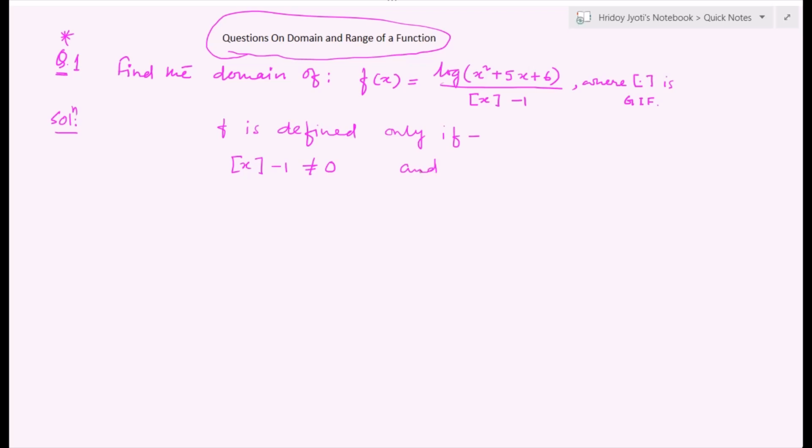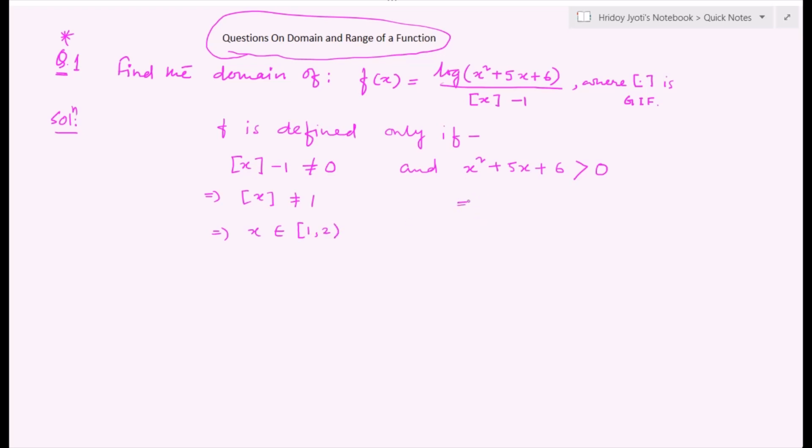and at exactly the same time, since it is coming with log, x squared plus 5x plus 6 has to be strictly greater than 0. So we have to find the values of x which satisfy both the conditions. So the greatest integer function should not be equal to 1. This is what we'll get from here. Means x must lie between closed interval 1 to open interval 2.